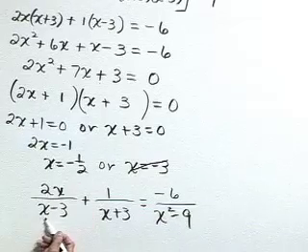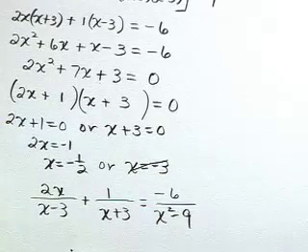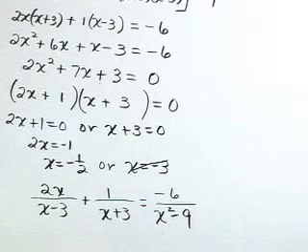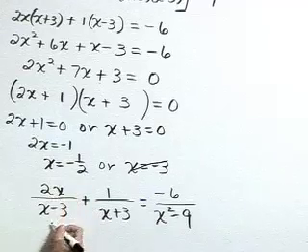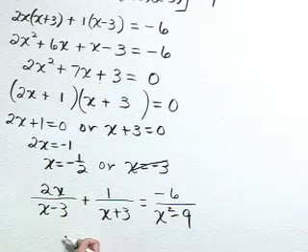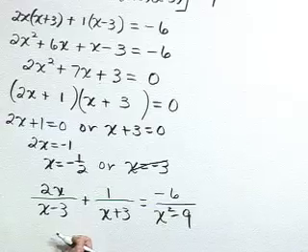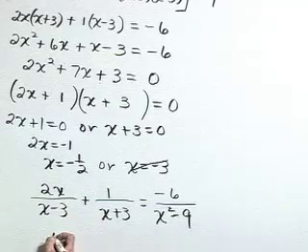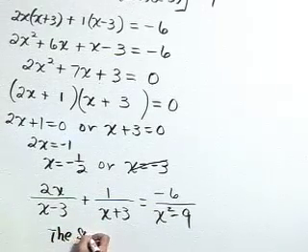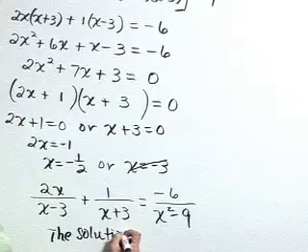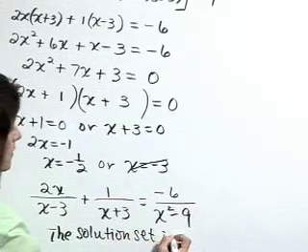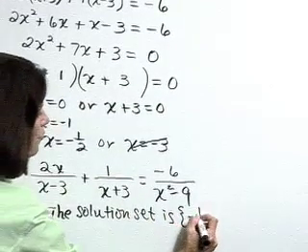Negative 1/2 does not cause a 0 in any of these denominators. Go ahead and check it to ensure that it works and that we have not made any algebraic errors. If you do, you find that it will work. So let's summarize by saying the solution set is negative 1/2.